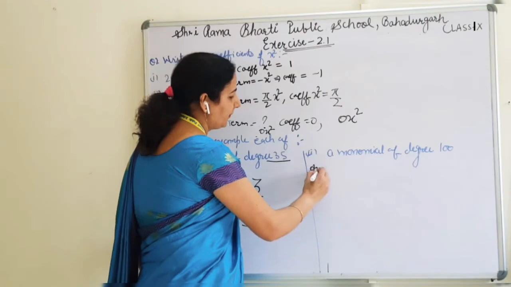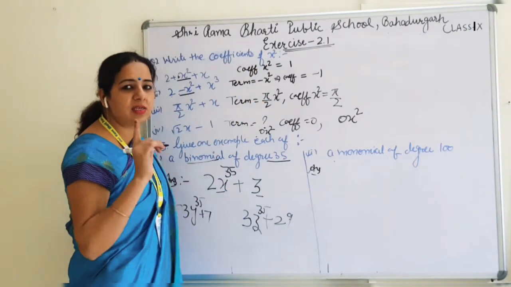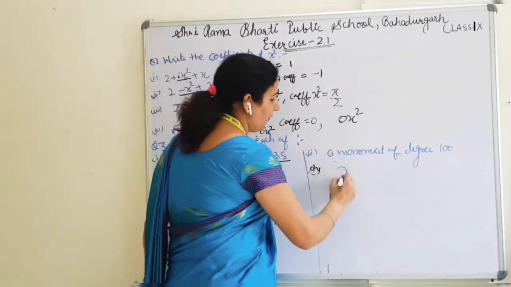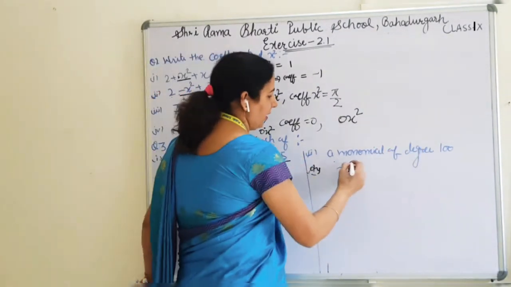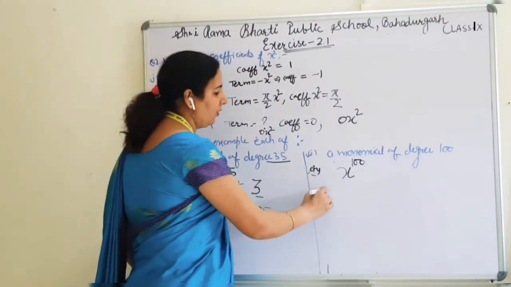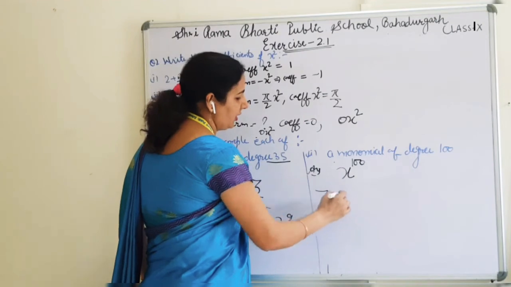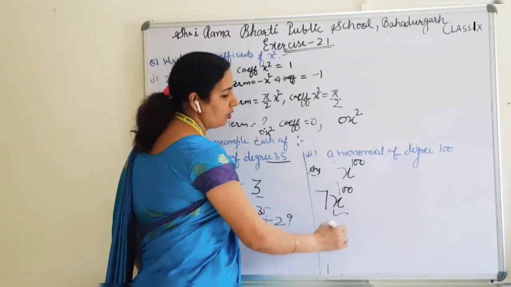Second answer, a monomial of degree 100. Monomial means 1 term. I have just written 1 term, x only. Now the degree is 100. Make the degree 100. This is my answer. Any student can also say, ma'am, my answer is 7x and degree is 100. Then this is also right.